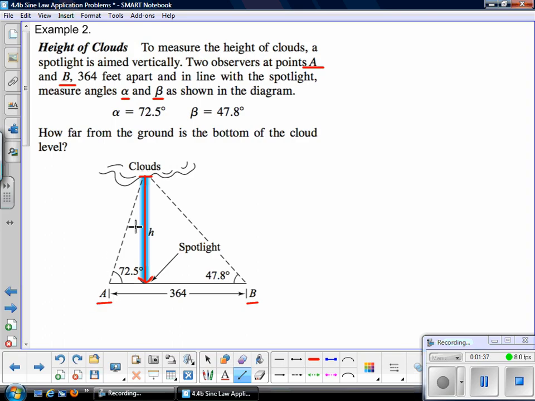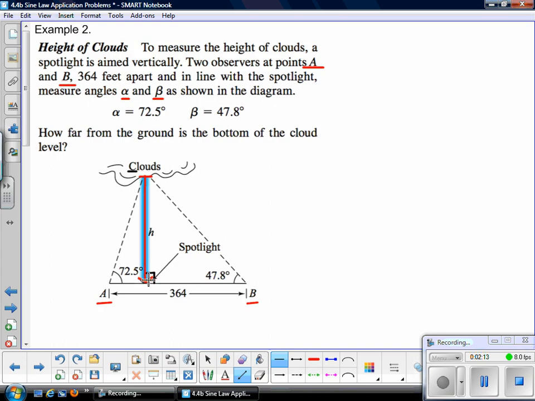Now you can see the way this is drawn, we actually do have a right angle triangle here. We actually have two if we want to look at it that way. The only thing is, I don't know enough information about either one of those triangles. I have an angle for each one, but I don't have a side length. So I'm going to look at the large triangle first. This is A, we'll call the angle where the clouds is C for clouds, and B obviously is person B.